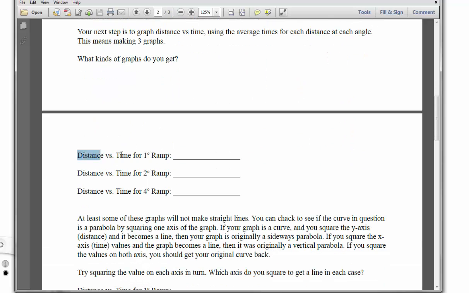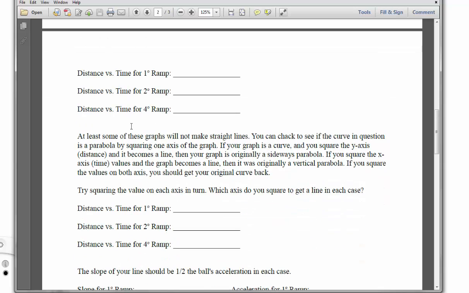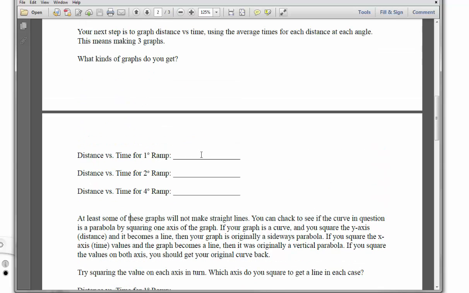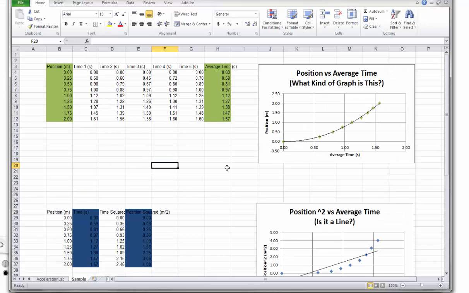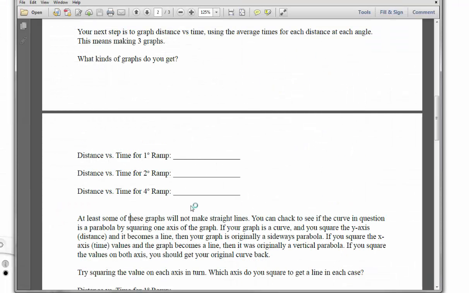You are supposed to be doing this at a set of other angles, maybe 1, 2, and 4 degrees. And so you're trying to figure out what kind of graphs you get without adjusting any axes. So if your graph looks like this, I guess you could say it's a curve. You might even guess it's a parabola, although you may not know whether it's a parabola or some other curve until you've gone through this process. So go ahead and answer that with curve tentatively.